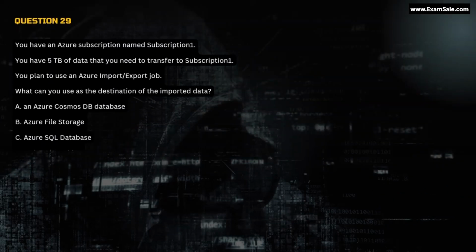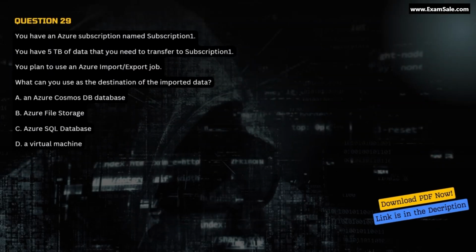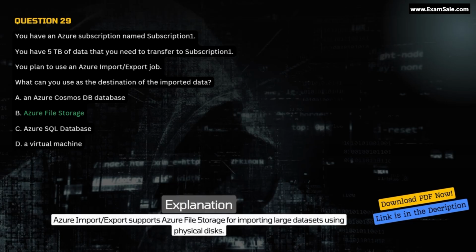Question 29. You have an Azure subscription named Subscription 1. You have 5 terabytes of data that you need to transfer to Subscription 1. You plan to use an Azure import-export job. What can you use as the destination of the imported data? A. An Azure Cosmos DB database. B. Azure File Storage. C. Azure SQL Database. D. A virtual machine. Correct answer B. Azure File Storage. Explanation. Azure Import-Export supports Azure File Storage for importing large datasets using physical disks.